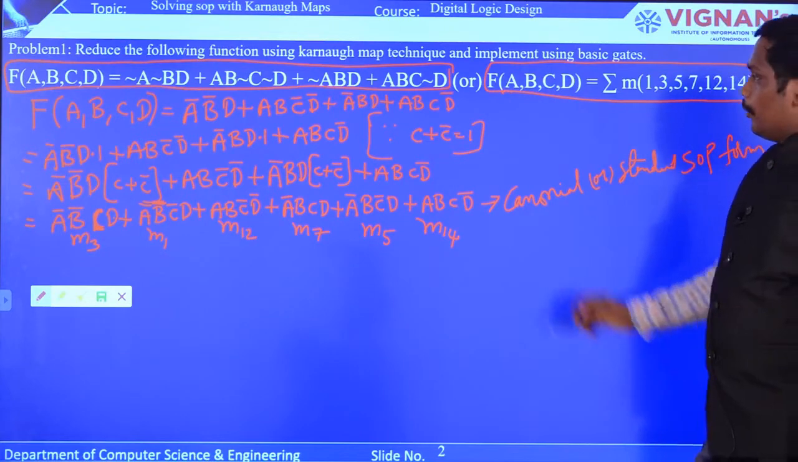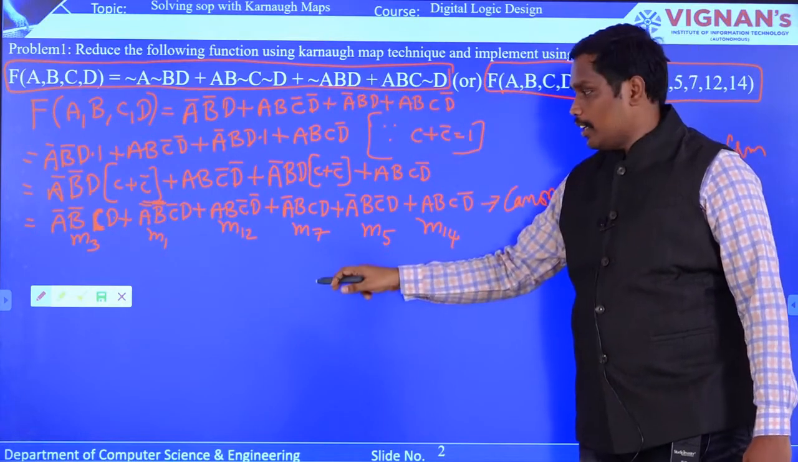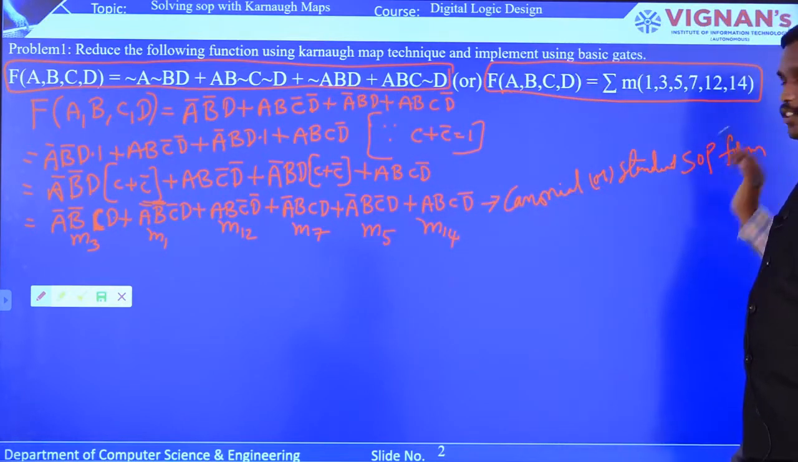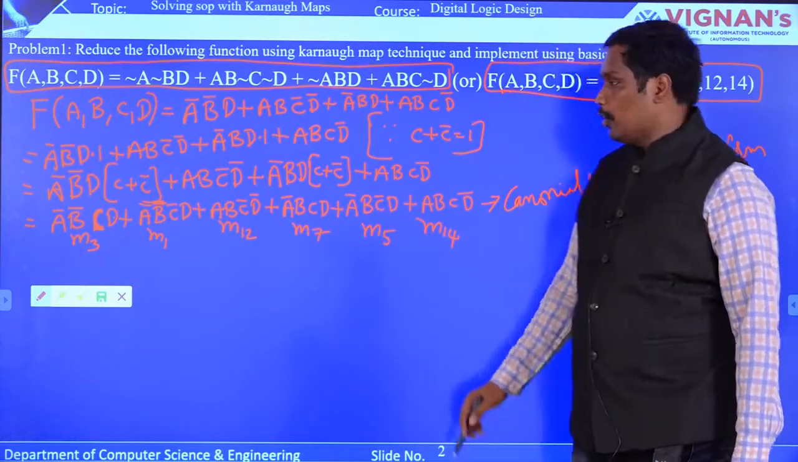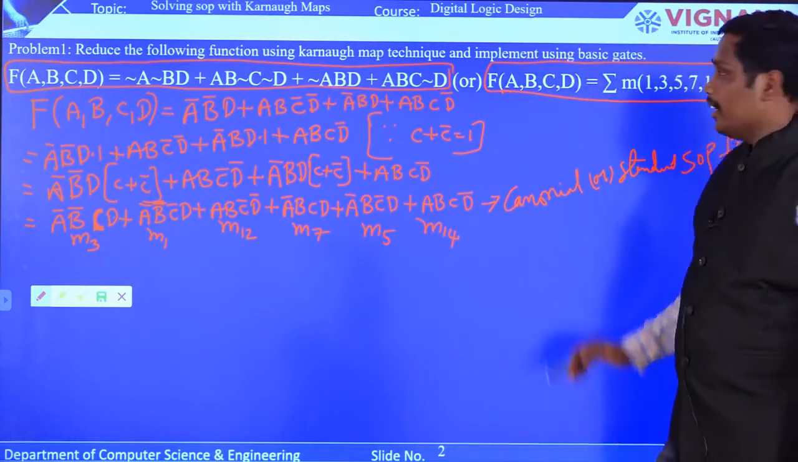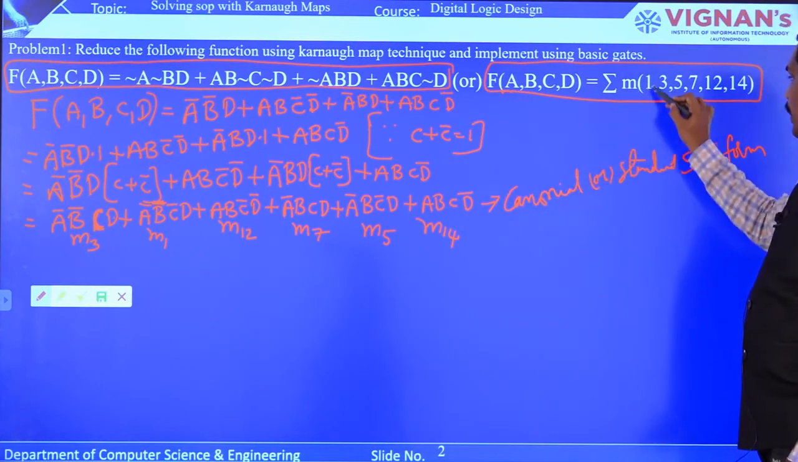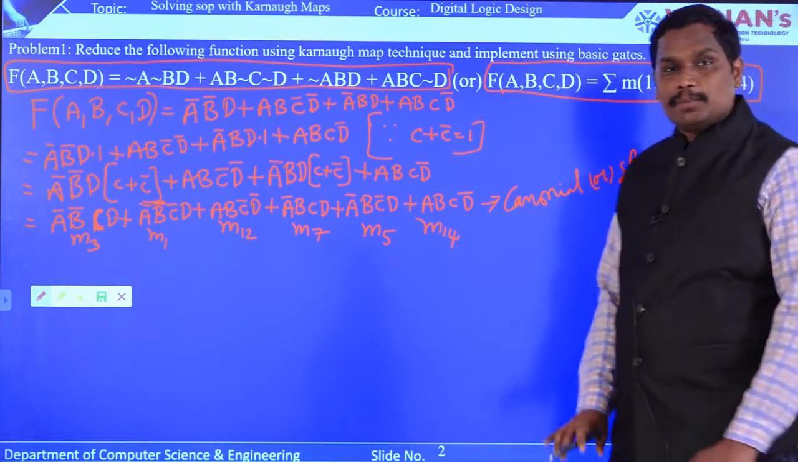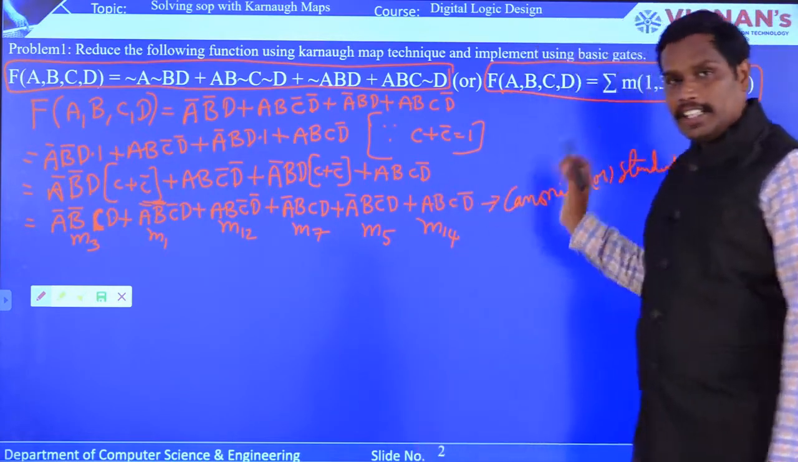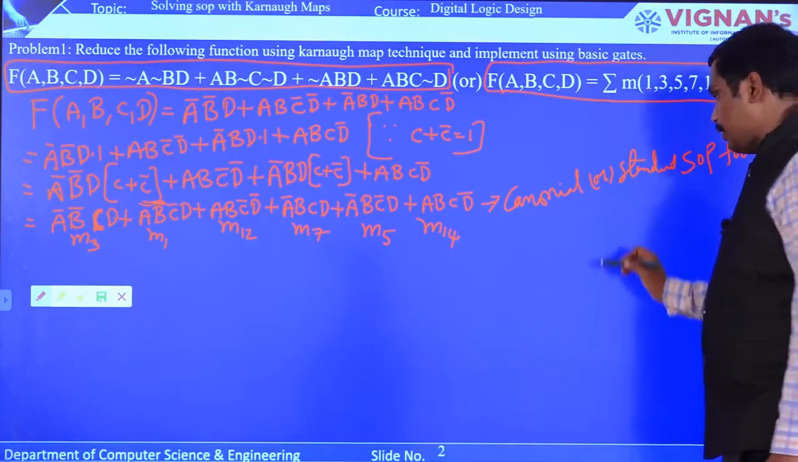So now based on this question, we have solved it and converted it into canonical or standard SOP form, where in each and every term you can have the min terms, right? So these min terms are ready, and for the same question you can see here, the min terms that we got are 1, 3, 5, 7, 12 and 14. Now since the min terms are ready and the canonical or standard SOP form is ready, we are going to draw a Karnaugh map for the 4 variable map.